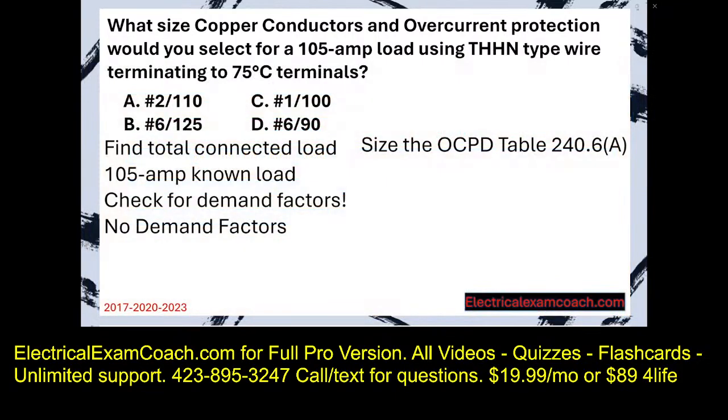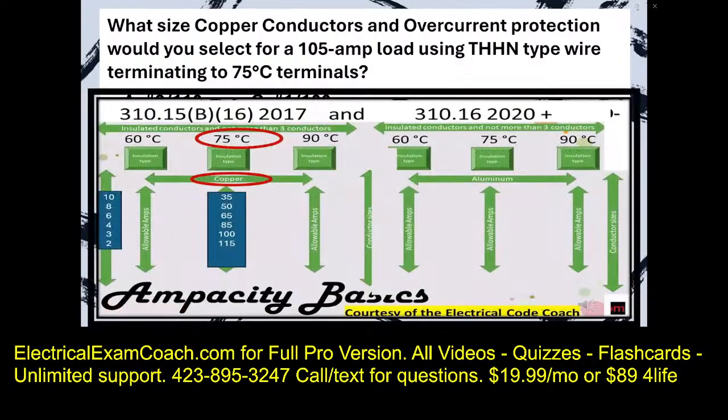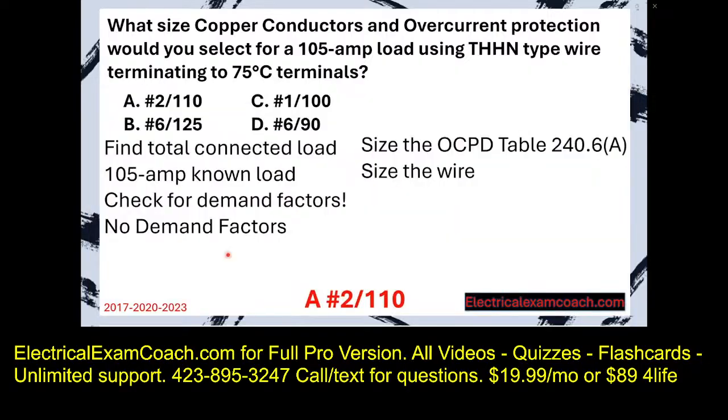Now, let's size the wire. For that, we head to our primary ampacity table. The known load's 105 amps. We're on the copper side of the table because that's what the question said. We're in the 75 degree C column. And we go down and find a wire that covers the known load, 105 amps. And we're going to end up with a number 2 wire on a 110 amp breaker. Great job.